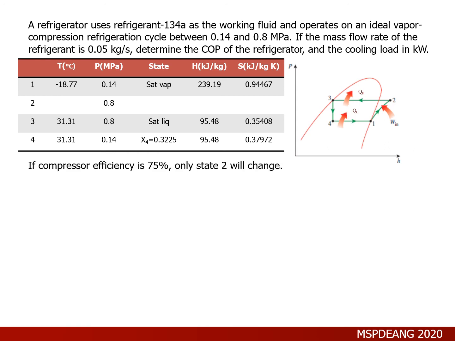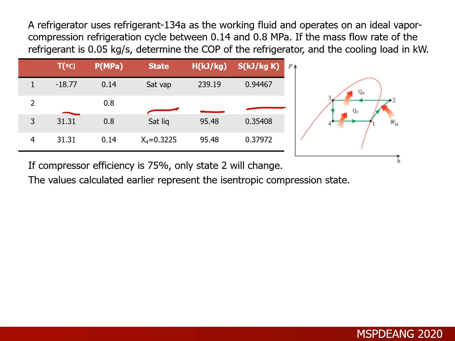Okay, so when we now consider the isentropic efficiency of your compressor, only state 2 will change. Kasi the pressure at 2 and 3 should still be the same at 0.8 MPa. Okay, so the compressor will still achieve the same change in pressure, pero mag-iiba lang yung temperature natin. The state is possibly superheated vapor pa rin, and mag-iiba syempre specific enthalpy and specific entropy. So if the compressor efficiency is 75%, only state 2 will change.